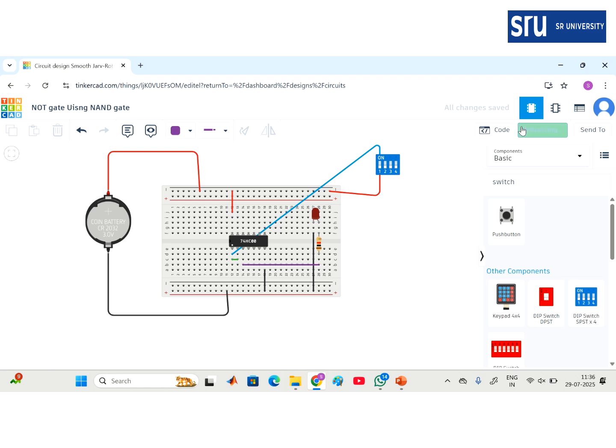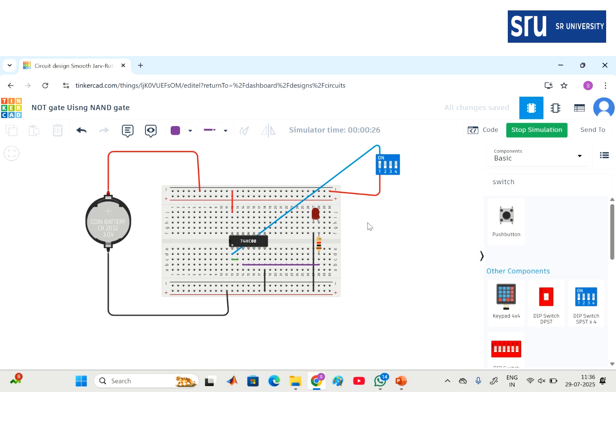Now let us start the simulation. If you start the simulation, see, where is my switch? The switch is in the off position. If it is off, the LED is on. So let us consider, if the switch is on, the LED is off. This is how you have to perform.